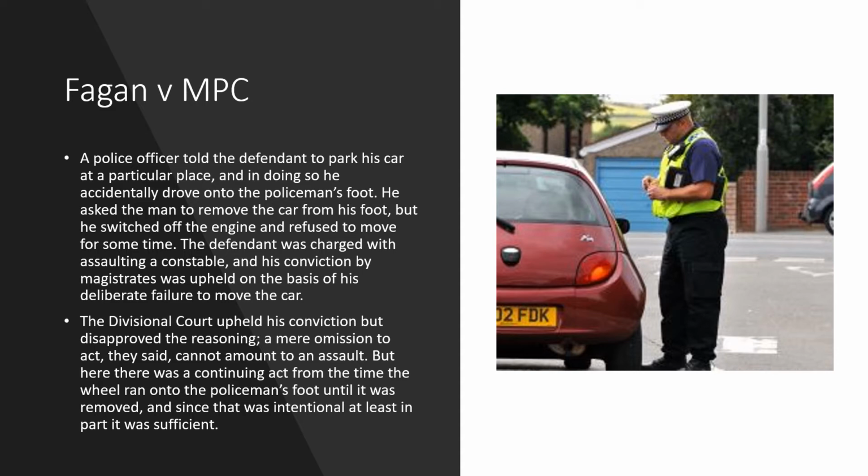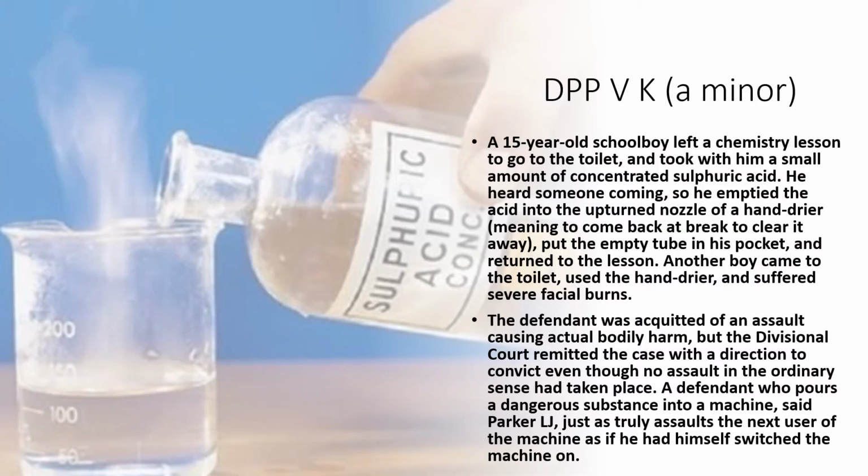In DPP and K, who was a minor, a 15-year-old schoolboy, the schoolboy left a chemistry lesson to go to the toilet, and he took with him a small amount of concentrated sulfuric acid. He heard someone coming, so he emptied the acid into the upturned nozzle of a hand dryer, meaning to come back and clear it away. He put the empty tube in his pocket and returned to the lesson.